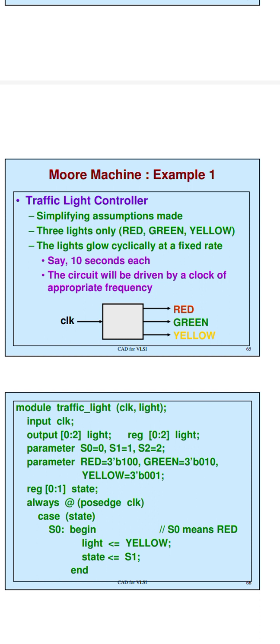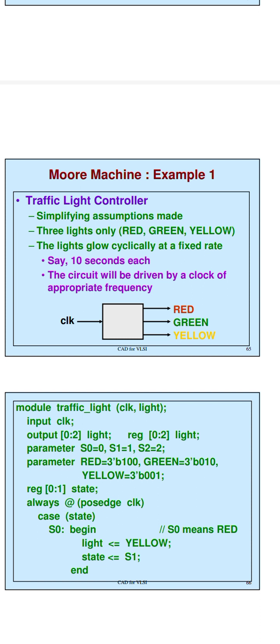That means these parameters are considered as S0. Red is equal to 3'b100, green is equal to 3'b010 and yellow is equal to 3'b001. That means the three lights are declared here, the main part of the programming. Then registers are declared here, the first condition with 0 to 1 states. Always statements are used here. Then case state S0, begin. Light is less than or equal to yellow. First we delay, the yellow light is declared.